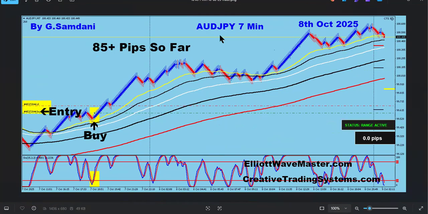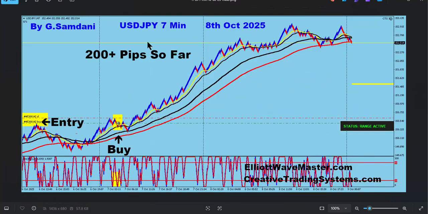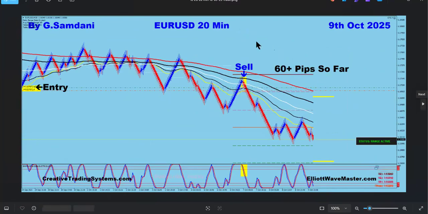Here, Aussie yen from the 7-minute chart, this entry on the 8th again. After retracing a little bit, then it went up again. Yen kept going, all yen pairs were going up. Then on the 8th, USD yen went up again from the 7-minute chart. You can see there's another entry on the 8th for 200 pip. Every opportunity there was, I took.